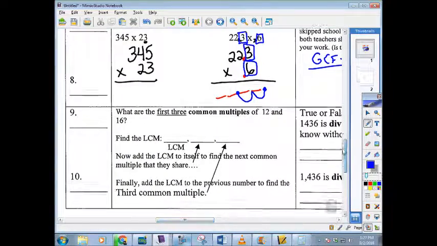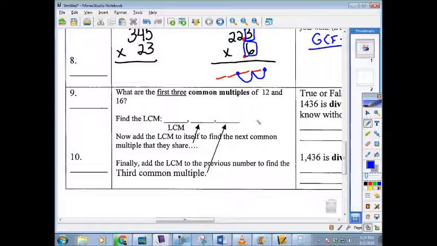Okay. Now, this one's interesting. So it says, what are the first 3 common multiples of 12 and 16? So you've got to list those. What I'd be looking for is you to list out all the multiples of 12 and all the multiples of 16, because you have to find the first 3 common multiples.